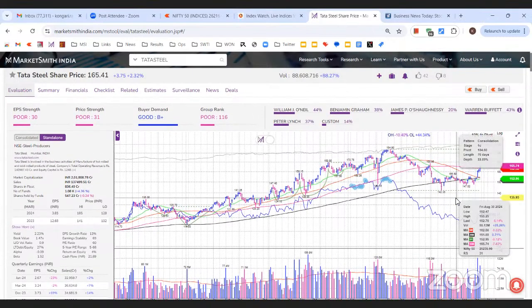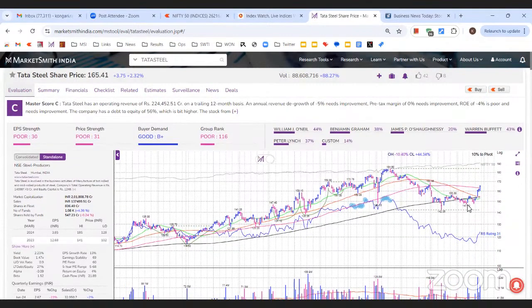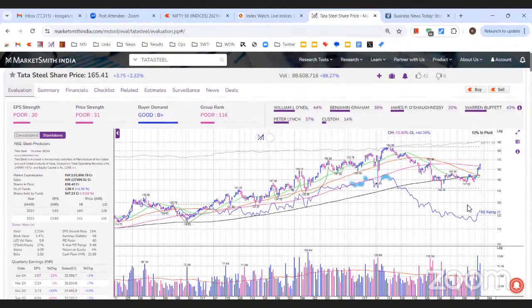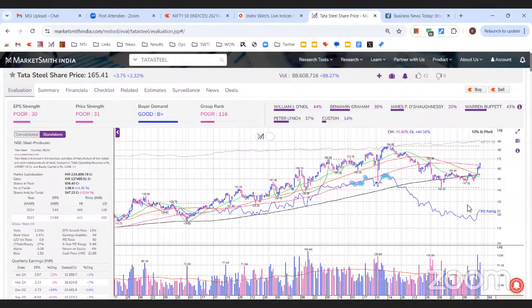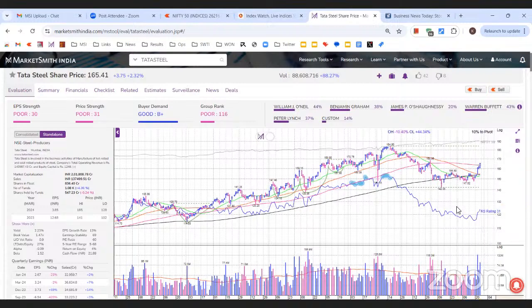Currently, it is forming a stage one consolidation base pattern. It is currently right side of the base formation is being formed, and the volume has picked up. It breached its key moving averages recently, but the levels have been reclaimed as well.